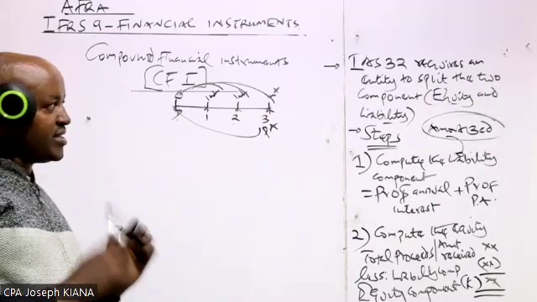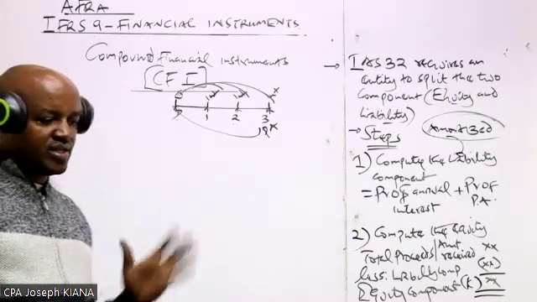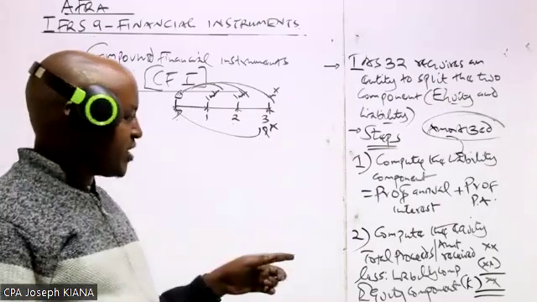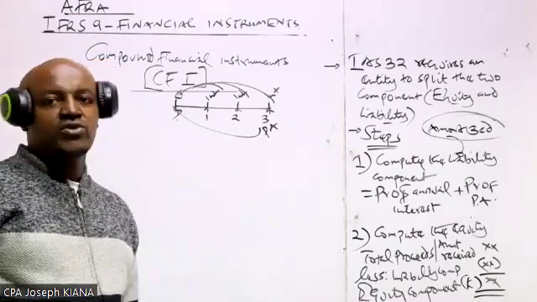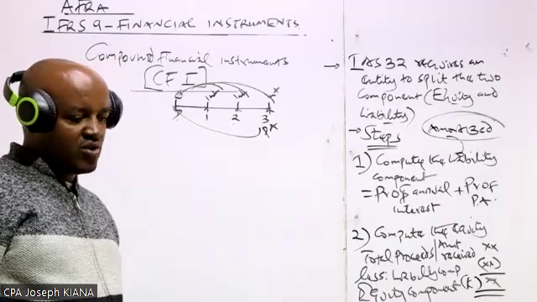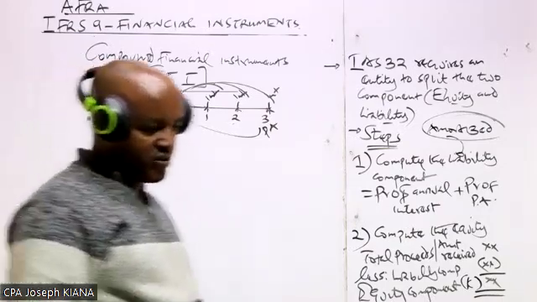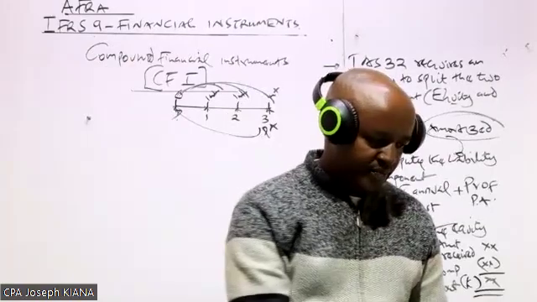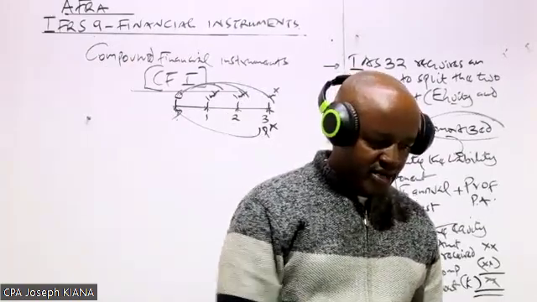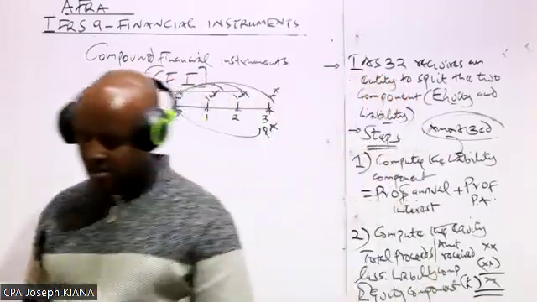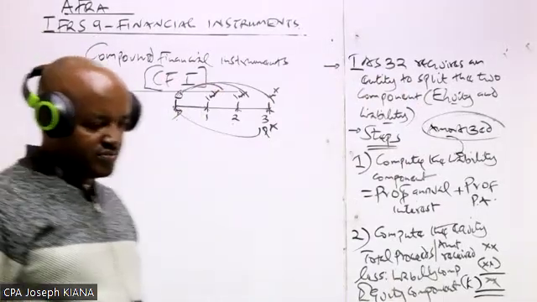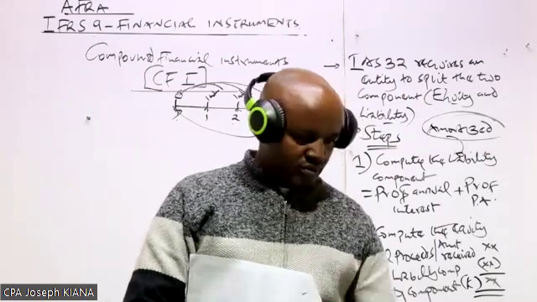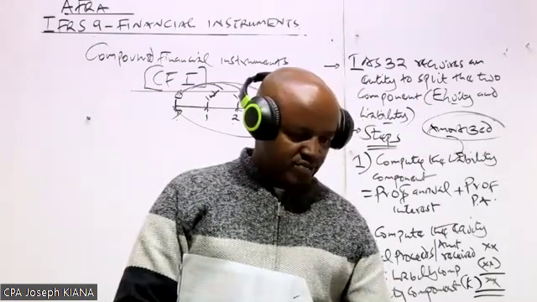So basically, this is how an entity should split the equity component and the liability component as far as compound financial instruments are concerned. I hope we are together up to that point. Are we together up to that point, Rogers? Patricia? Ken?